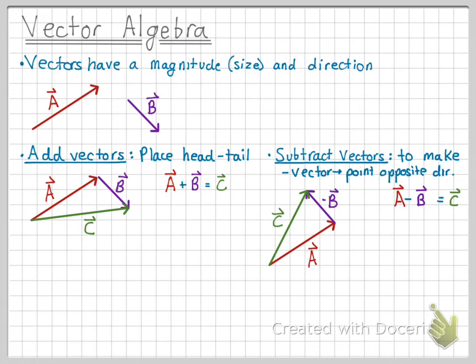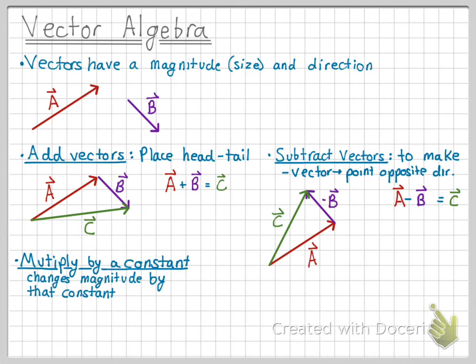of the second vector. If you ever want to multiply a vector by a constant, you just simply change the magnitude of the vector. So we have our original b vector, and 2b would be twice as long. Negative b points in the opposite direction, and negative 2b would be twice as long and also points in the negative direction.